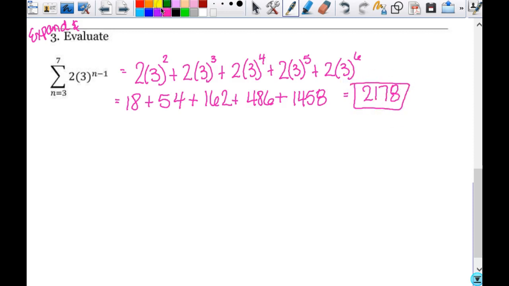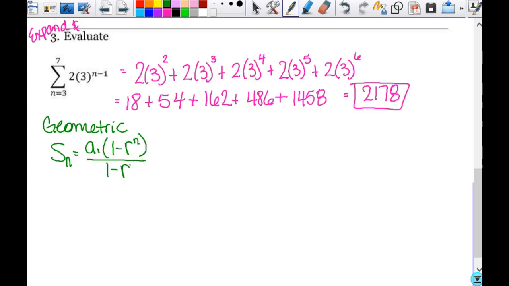So this is geometric, right? I could just find the first term and use my little sum formula. If it's geometric, you have a sub 1 times 1 minus r to the n, over 1 minus r. You need the first term, you need your r, and you need your n. What is the r going to be when I look at this? R is always the base of the exponent. That's why we're multiplying each successive term by 3. Does that make sense to you? R is 3.